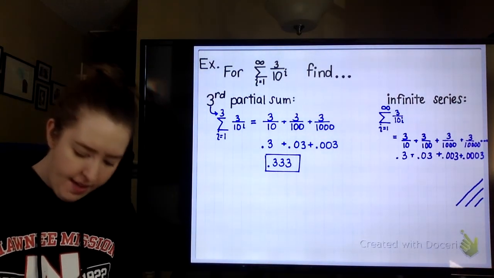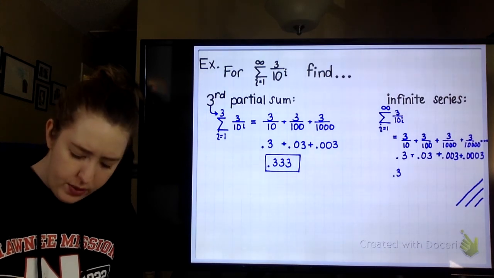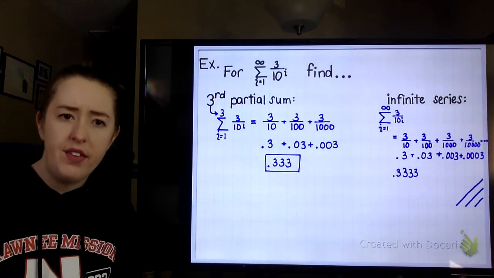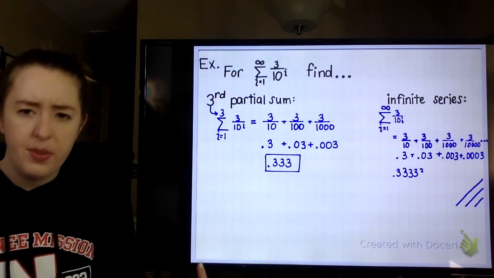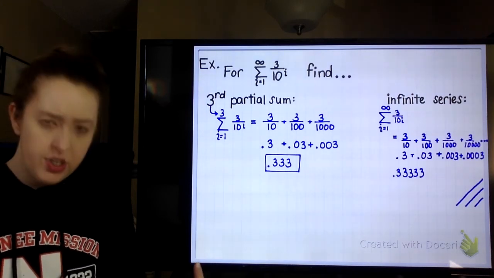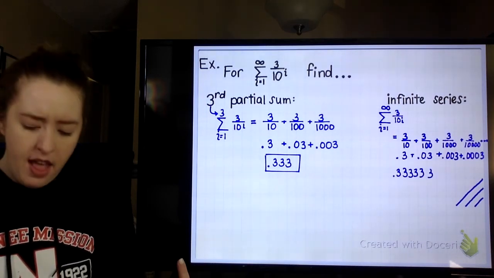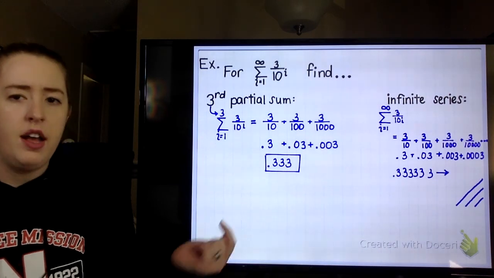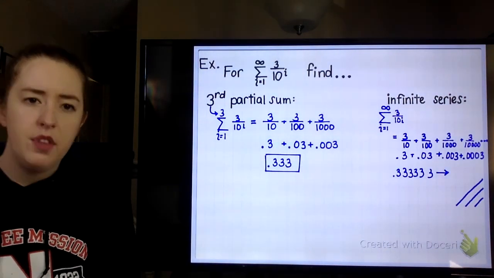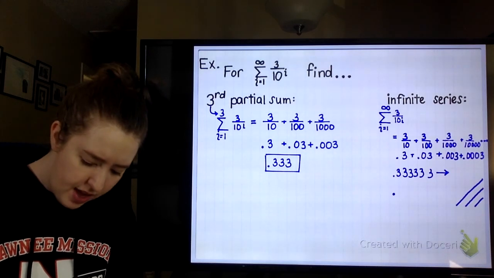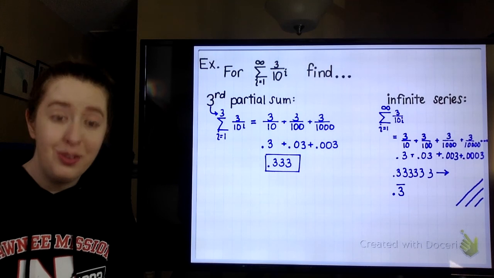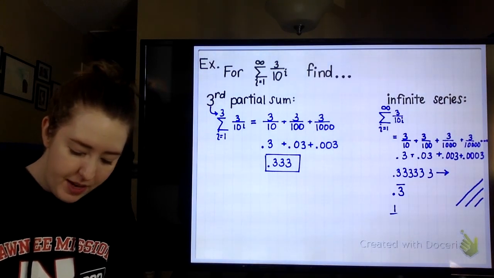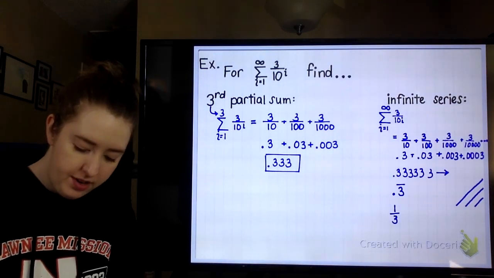So I would have 0.3333, at least for what we have on the screen right now, but then I keep going, and then if I add another term, I add another 3 onto the end. And when I add another term, I add another 3 onto the end. And I keep adding 3's on infinitely. So really, this is the same thing as 0.3 repeating, which we know 0.3 repeating much better as 1/3.